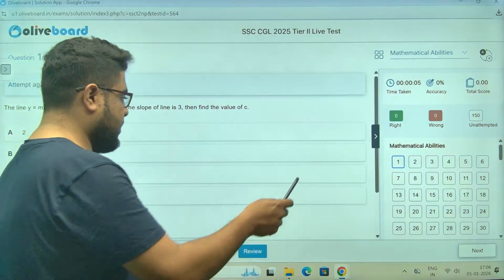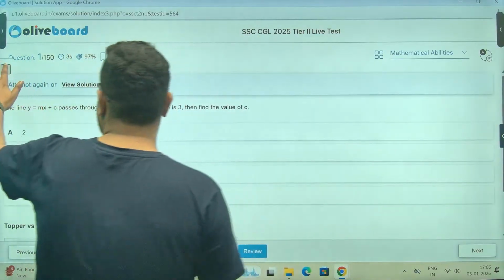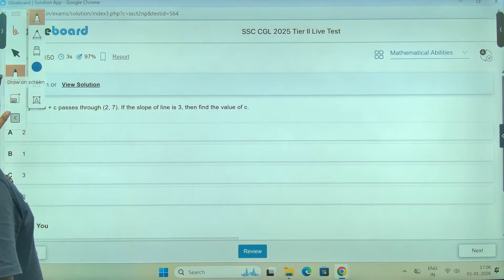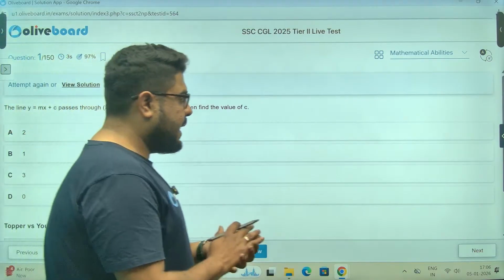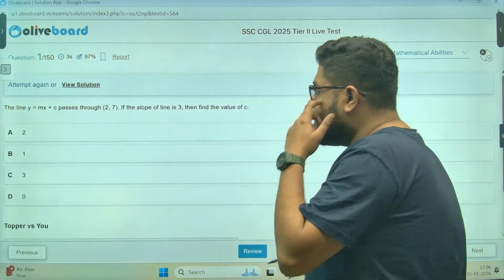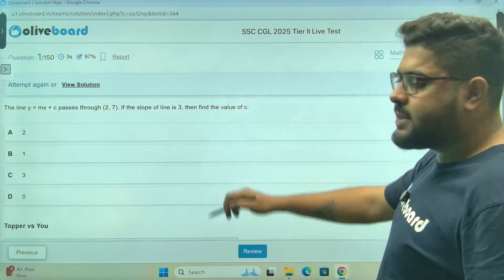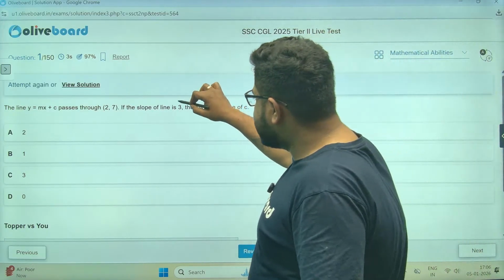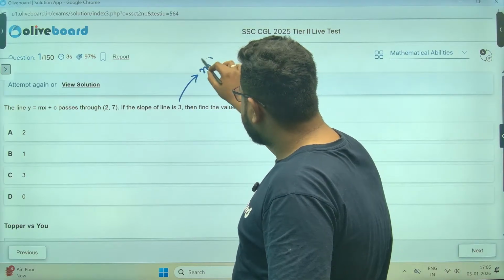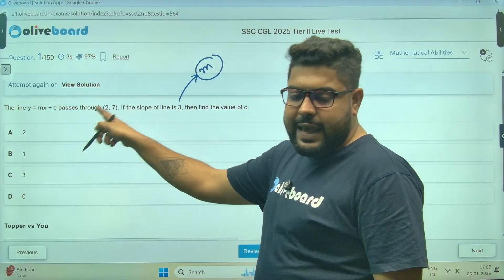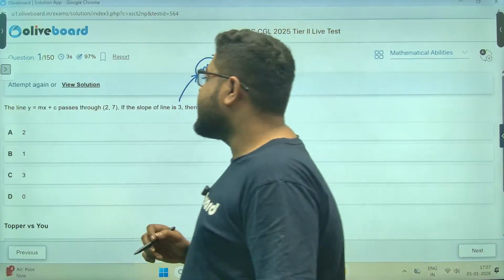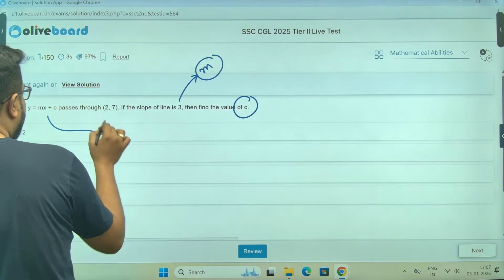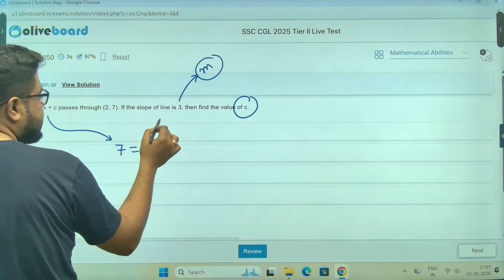Now, with that being said, first question right in front of you. The line y equals mx plus c passes through this point (2, 7), and the slope is given. Sir, slope means this is the value of m. (2, 7) means this is x and y. They are asking you to find c. It's very simple. Y you put 7, m is 3.